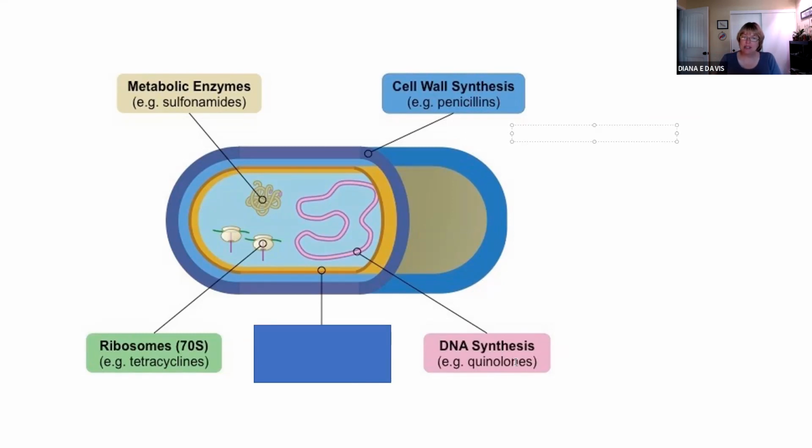DNA synthesis, this is making a copy of the DNA. So again, in order to divide, bacteria have to make a copy of their DNA. If they aren't able to do that, they're not able to divide, and this antibiotic, again, keeps the population from increasing. So again, this is giving your immune system a chance to catch up.